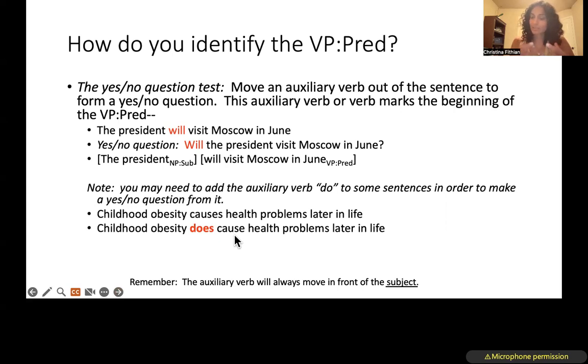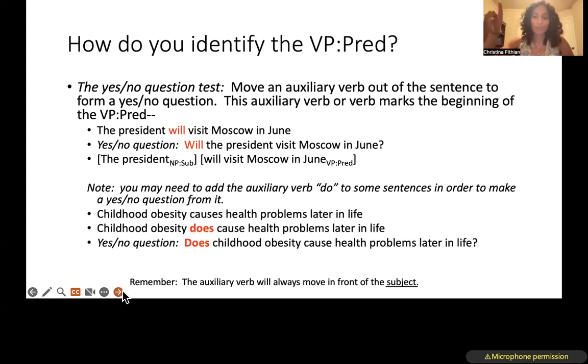So in this case, if we have to create auxiliary do, it's not really a part of the sentence. We're going to say that the VP predicate starts with the word cause. And we can safely say that cause here is a verb and not a noun. So finally, we're just going to move do out of the sentence, and we can say that because we had to create it and generate it, cause is the beginning of the VP predicate.